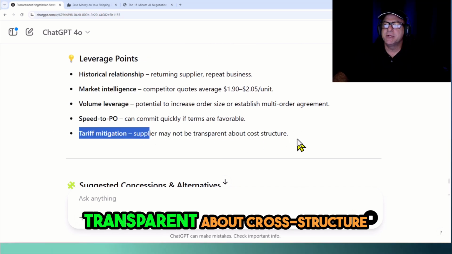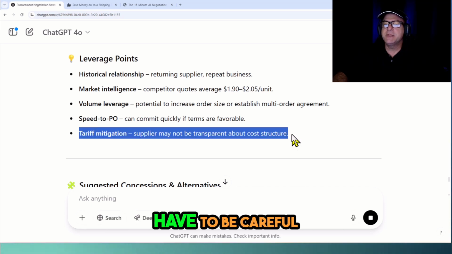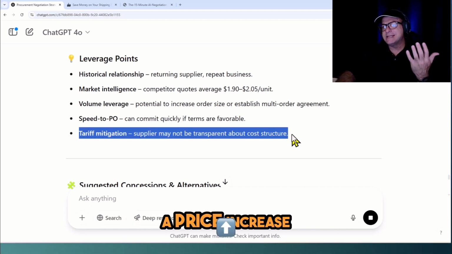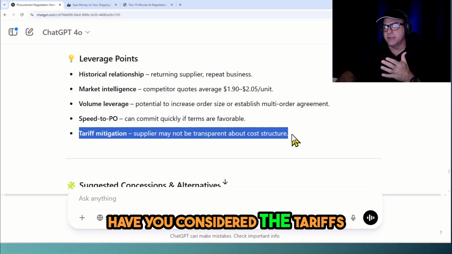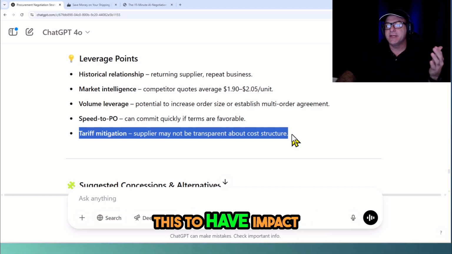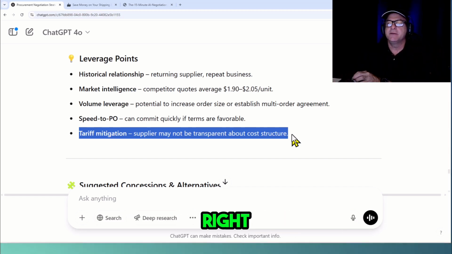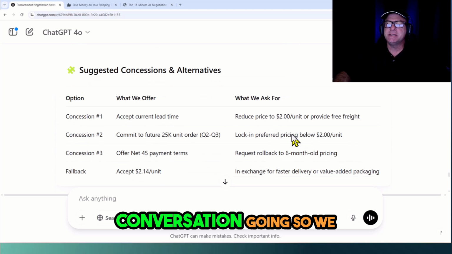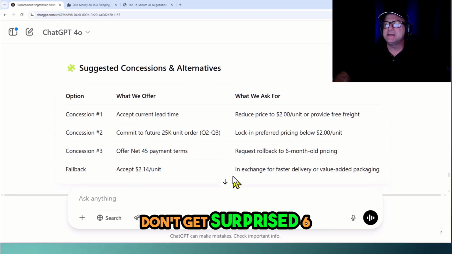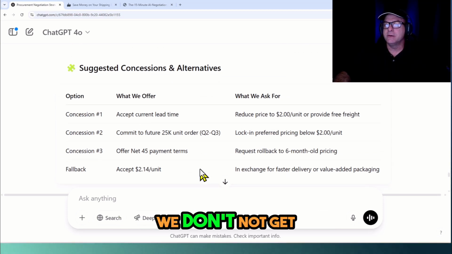Supplier may not be transparent about cost structure. So that's where we have to be careful, right? Even though they're proposing a price increase, the question I would ask is, is it enough? Have you considered the tariffs? When do you expect this to have an impact on your cost? If we're expecting delivery in 6 weeks, is that going to make a big difference? That's what we want to make sure we get the conversation going so we don't get surprised 6 weeks from now. More importantly, so we don't not get our order 6 weeks from now.